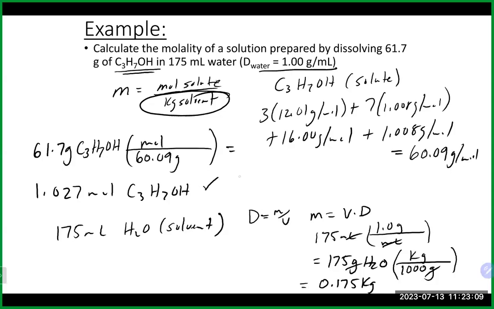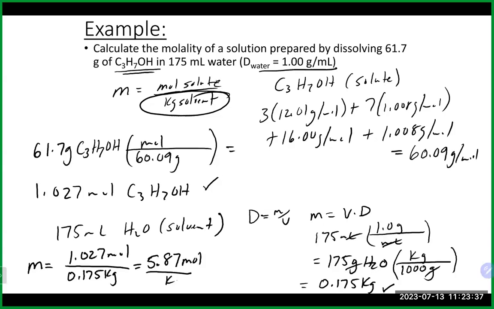We now have the moles. We now have the kilograms of our solvent. So our molality in this case would be our moles divided by our kilograms. And we will end up with 5.87. The units here do not cancel, so you can leave it as moles per kilogram. Or, much like molarity, you could write 5.87 and a little m, which again stands for molality.